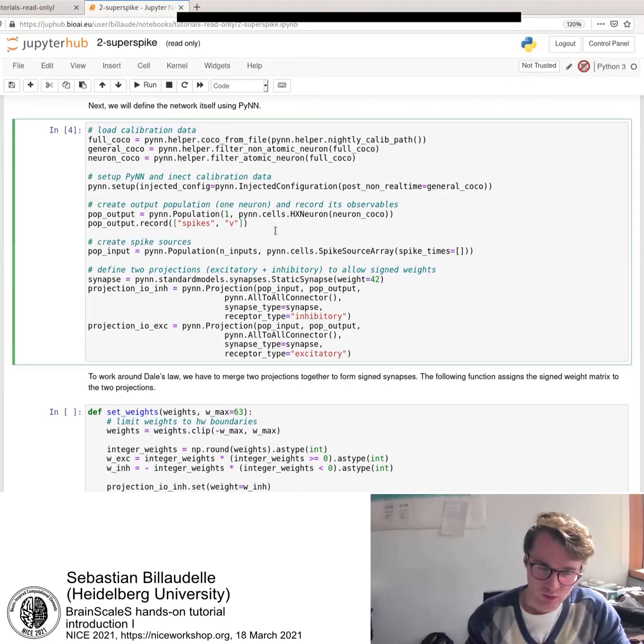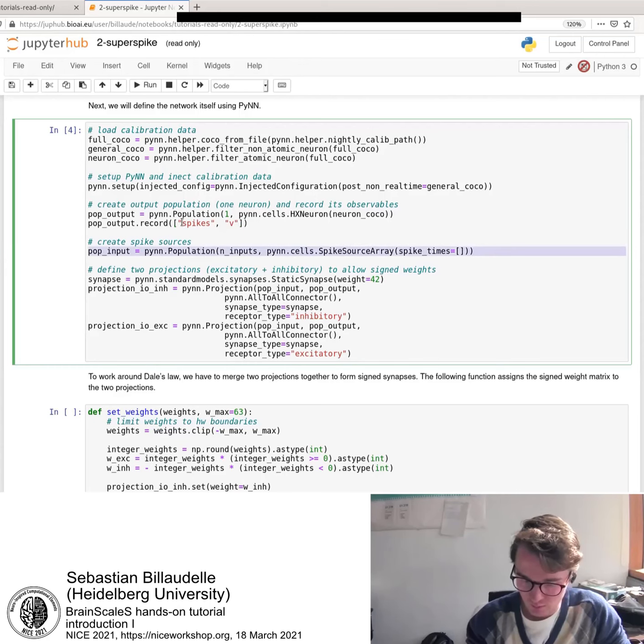But now we want to go beyond that, and we want to actually have a network of these neurons, right? So we set up a population of spike sources. You see this call is basically exactly the same as that one above, but we have not a single neuron, but n inputs. That was 60, by the way. And we just defined a different neuron type.